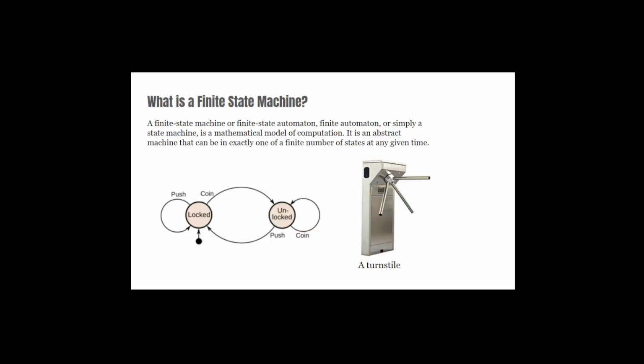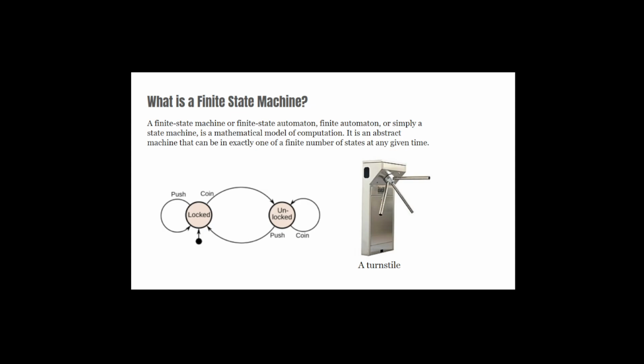So what exactly is a finite state machine? Well, a finite state machine is a mathematical model of computation. It is an abstract machine that can be in exactly one of a finite number of states at any given time. In other words, a finite state machine is like a flowchart for decision making in a program or system. It has a set number of states and transitions with rules for switching between those states.